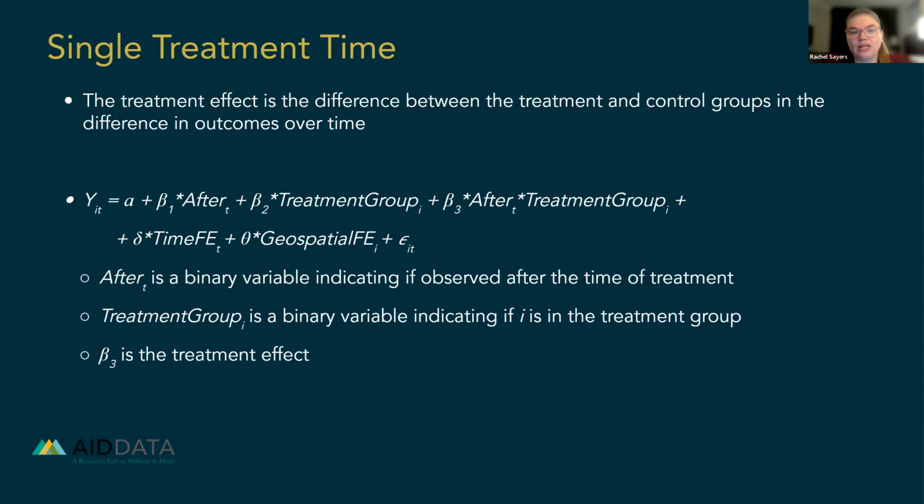So in terms of an OLS regression, what this means is that the first term, after, ends up accounting for the time trends. The treatment group variable ends up accounting for underlying differences between the treatment and control group that are just there. And then the interaction of these two ends up accounting for any other differences that resulted because of treatment. So beta 3 would be our treatment effect that we would estimate.